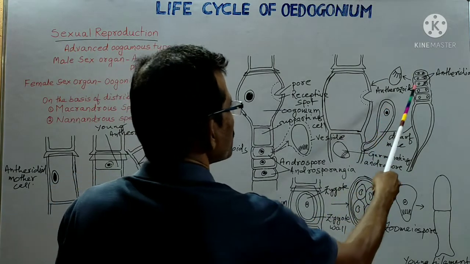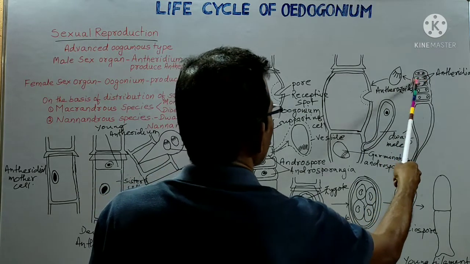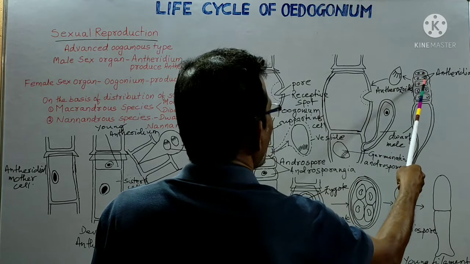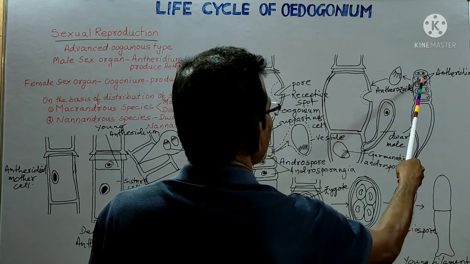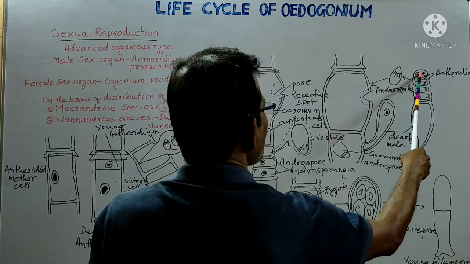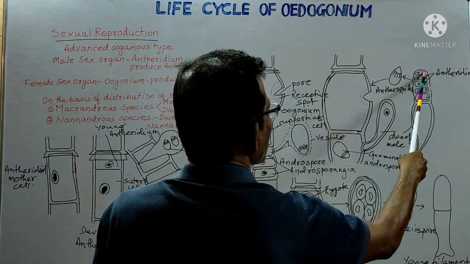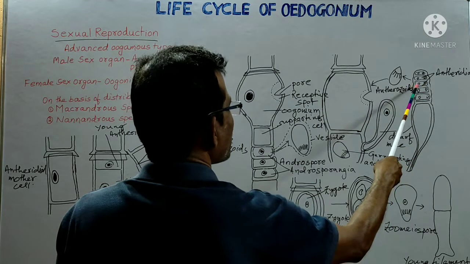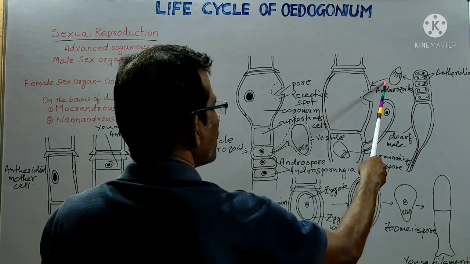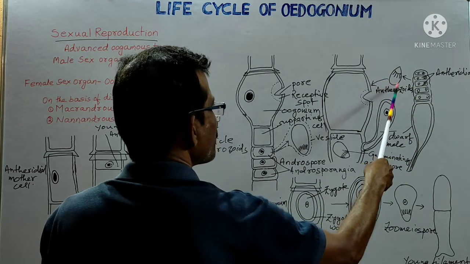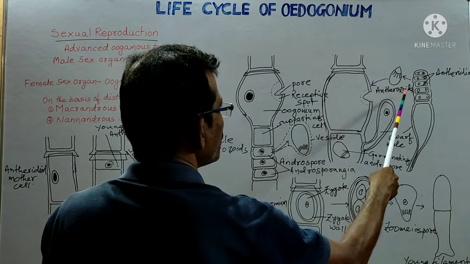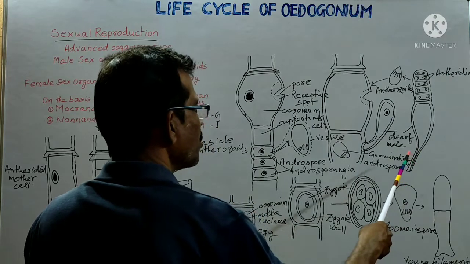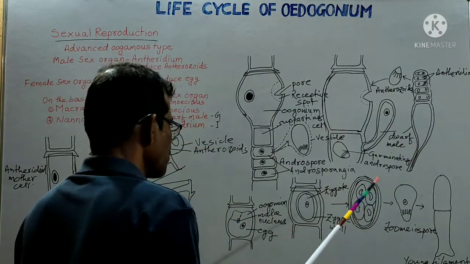In nannandrium, transverse division occurs several times. So many antheridia are formed. These are antheridia. Inside each antheridium, two male gametes or antherozoids are formed. Later on, the antherozoids are released to the outside so that they can participate in the process of fertilization. This is about the development of antheridium in nannandrous species.